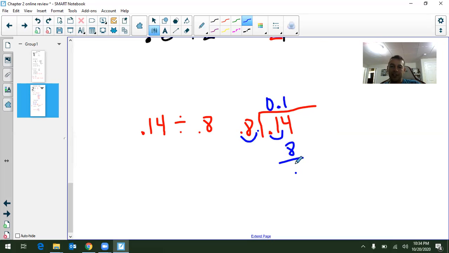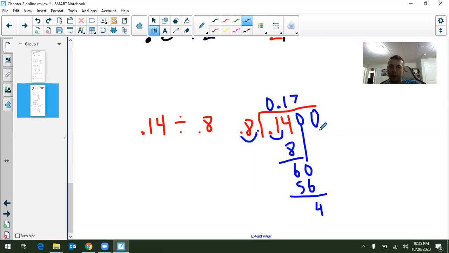14 minus 8 is 6. Then we're going to bring a 0 down. 8 can't go into 6. So we brought our 0 down. 8 goes into 60 about 7 times, and that's 56. 60 minus 56 is 4.